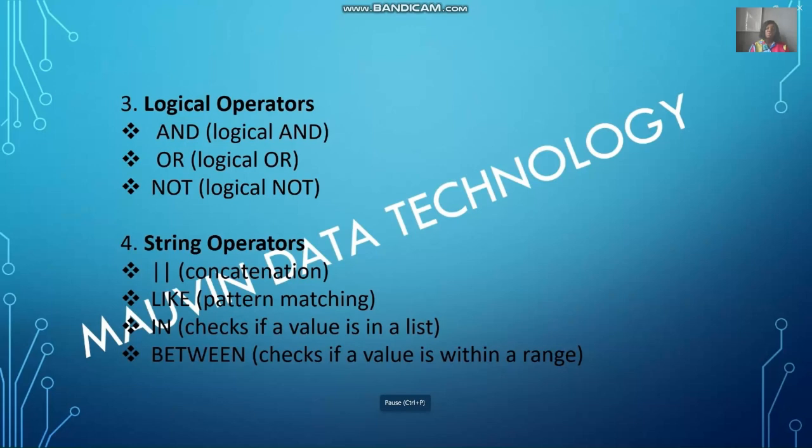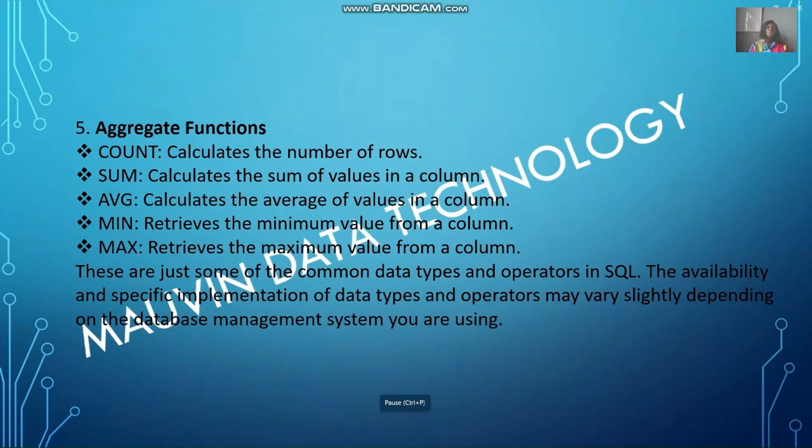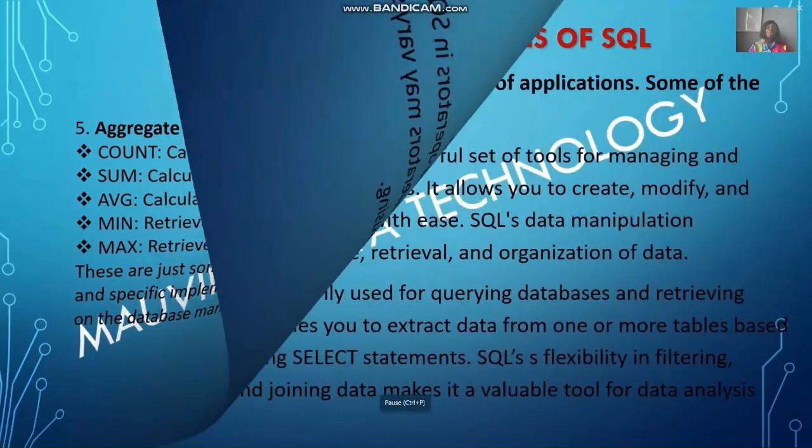Let's look at the logical operators, which are 3. The or, not, and. Let's look at the string operators. We have the concatenate, we have the like, we have the in, we have the between. Let's look at the aggregate functions, which include count, sum, average, mean, max.